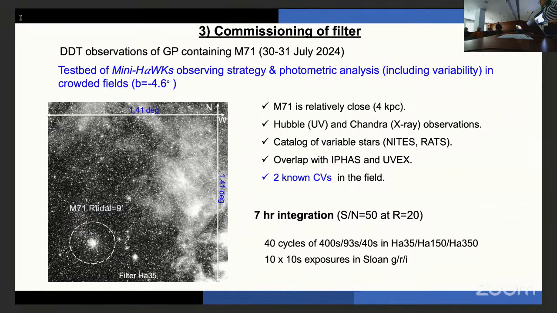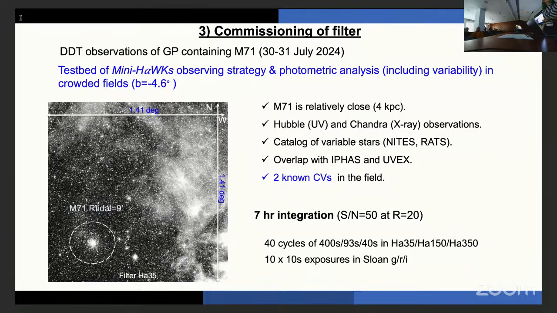As commissioners of the filters, we applied for a DDT in Javalambre to observe part of the galactic plane, which contained the globular cluster M71. We chose that field to test the observing strategy, and because it's a good way to test the extraction method under highly crowded conditions. This field also has observations in ultraviolet and X-ray, and it overlaps with several catalogs of variable stars and with surveys like IPHAS and UVEX. Also, this field has 2 known cataclysmic variables with high emission in H-alpha.